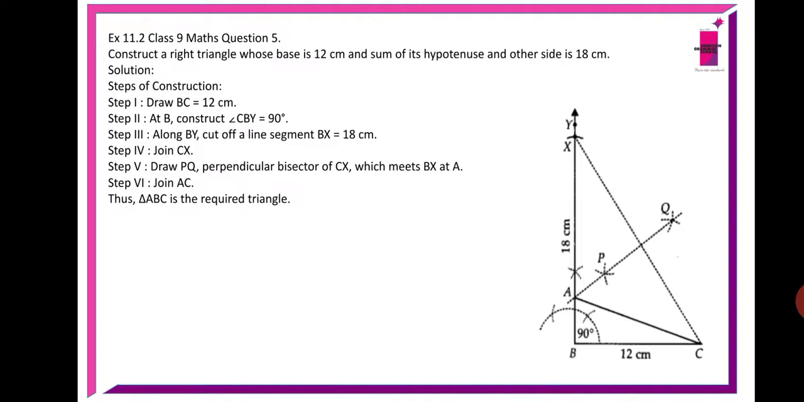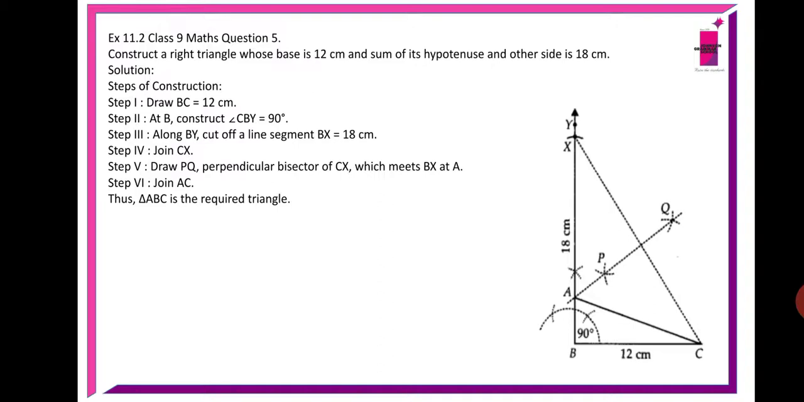Construct a right triangle whose base is 12 centimeters and sum of its hypotenuse and other side is 18 centimeters. Draw BC equal to 12 centimeters. At B, construct angle CBY equal to 90 degrees. Along BY, cut off a line segment BX equal to 18 centimeters.